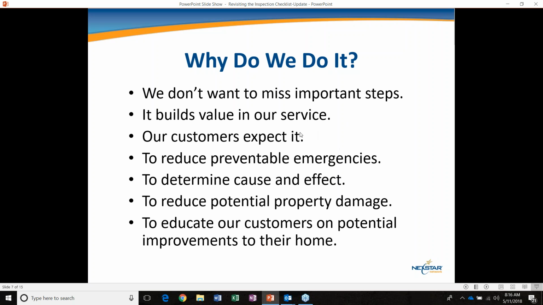Our customers expect it. If you've developed a culture of using a checklist, and if you're the one technician that goes in and doesn't use it, then that's inconsistent service. So if you've conditioned your customers to use and expect a checklist, that's a win-win. But if you fail to deliver that when you go out there for that experience, then that's a miss.